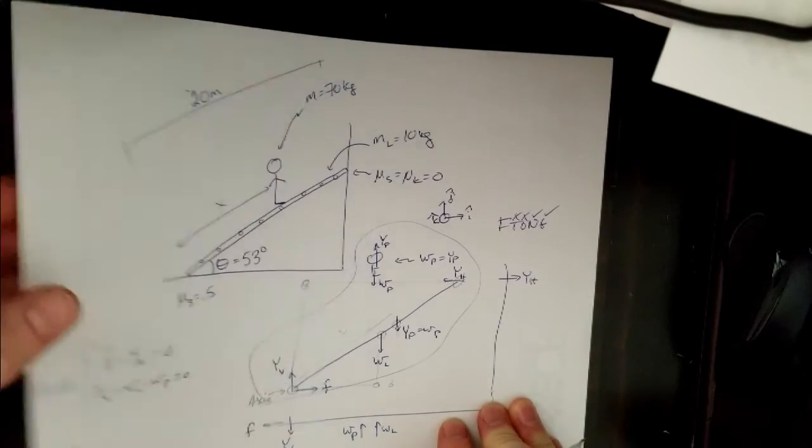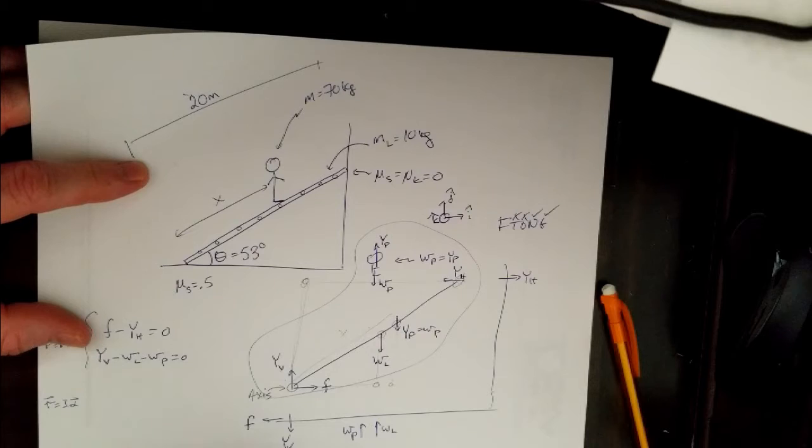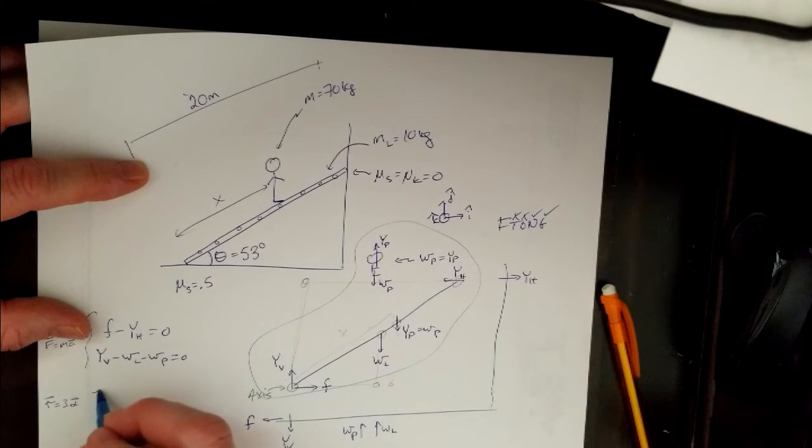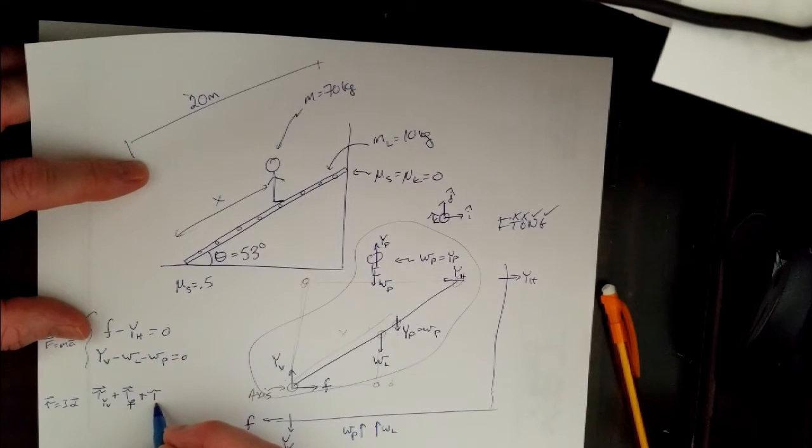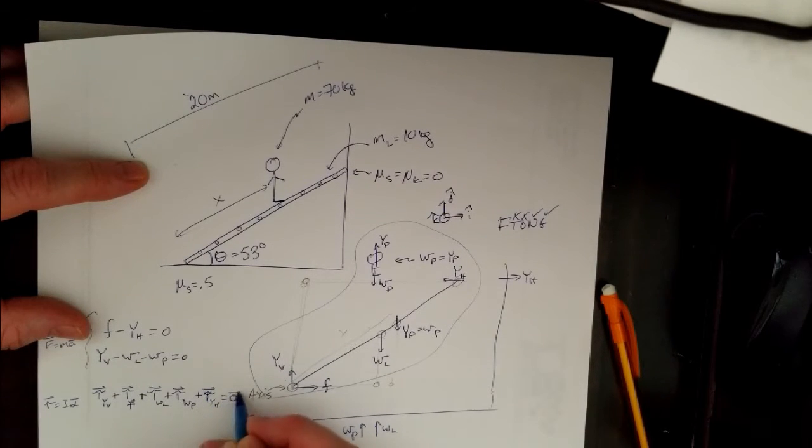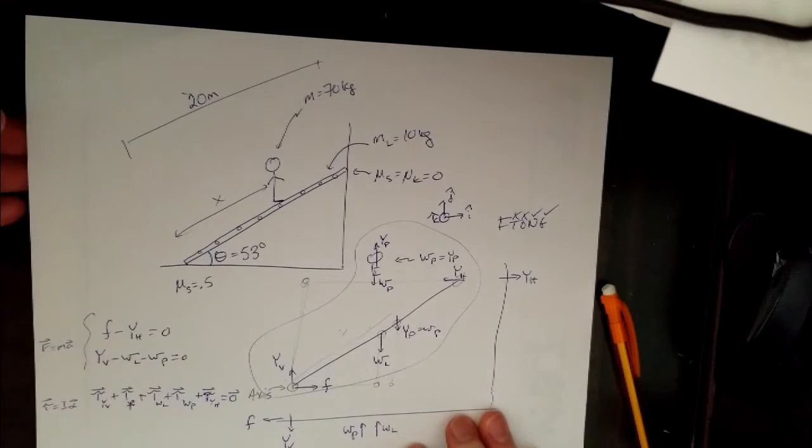And so now we need to come up with the equation. So my total torque is equal to the torque from y sub v, which will end up being 0, plus the torque from the friction, which will also be 0, plus the torque from the weight of the ladder, plus the torque from y sub p, plus the torque from y sub h, and that adds up to 0. We'll get into more detail in just a moment.